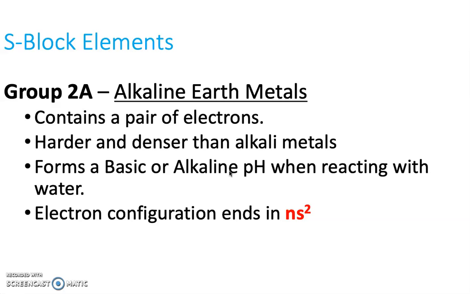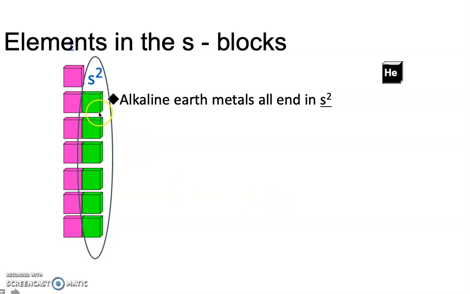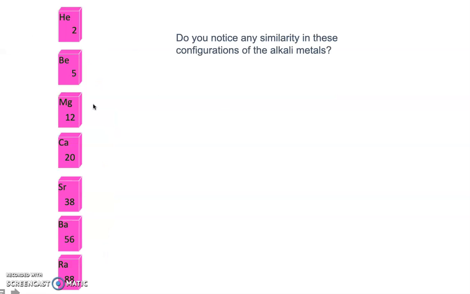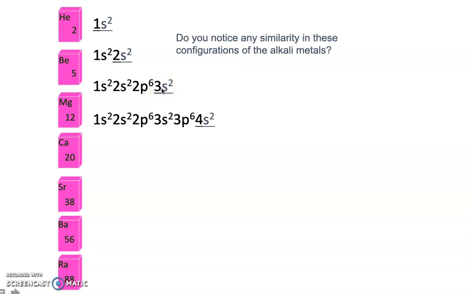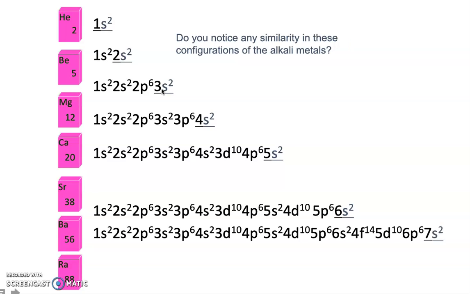Normally, swimming water should be a pH of about a 7. If you were to drop an alkaline earth metal, it's going to cause the pH to go up. 8, 9, 10, 11. Their electron configuration all ends in S2. So this is group S2 or 2A. So helium ends in S2, beryllium ends in S2, magnesium ends in S2. All the same outer electron configuration, all the way down to radium.